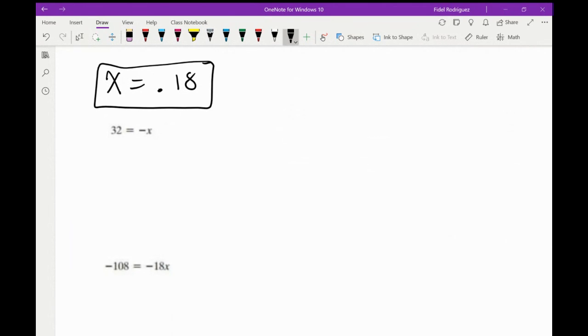And let's see, this one here, guys, if you remember earlier, I said that when we have a negative x, it's really the same thing as a negative 1x. So I'm really just going to divide everything here by negative 1. So those negatives cancel. And 32 divided by negative 1 is just a minus 32. Okay?